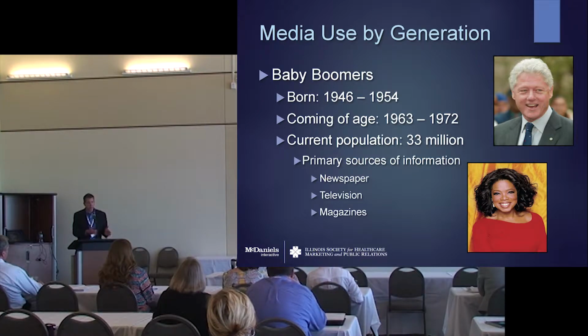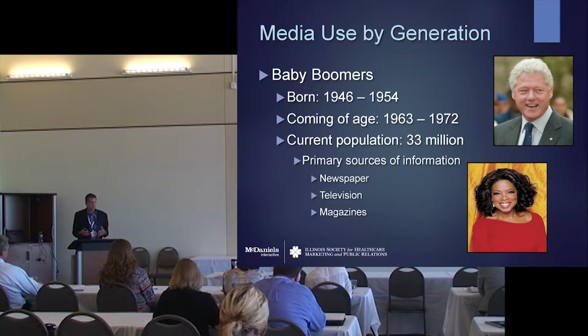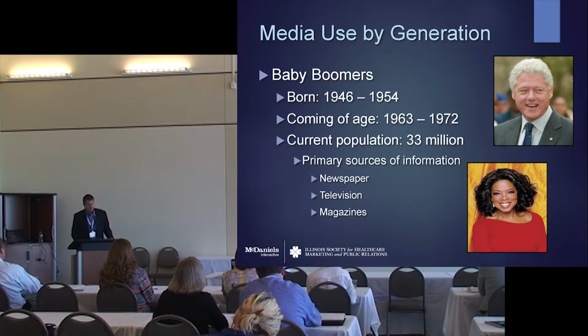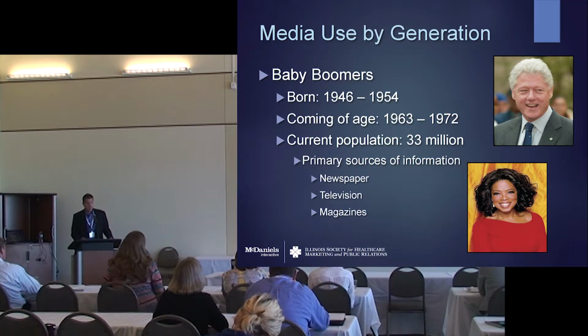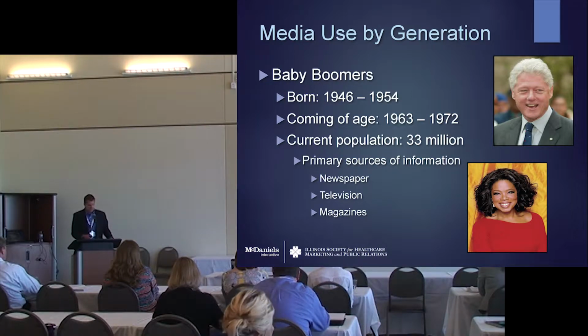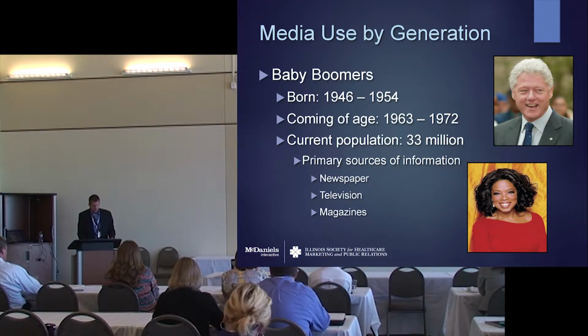We've got to connect with younger patients earlier in their lives before they form their relationships, and you can win this game. So when you look at analyzing media use by generation, you'll see Bill Clinton and Oprah up there. We actually segment baby boomers into two halves. Baby boomers, the traditional ones, were born 1946 to 1954. They came of age in the 60s and the 70s, and their current population is about 33 million. Their primary sources of information are newspaper, television, and magazines. Not that they don't use the internet, but that's their core.